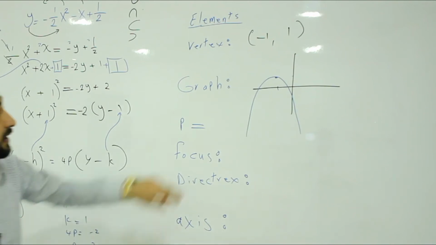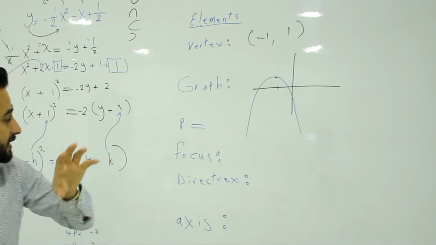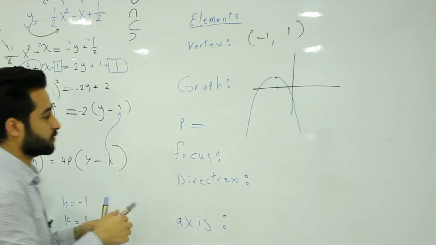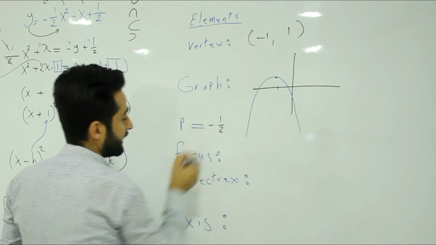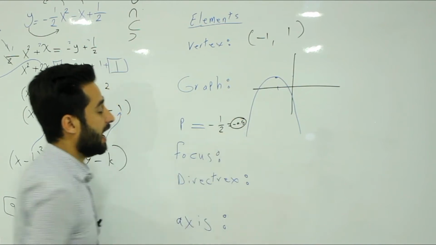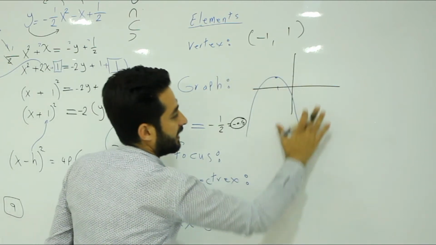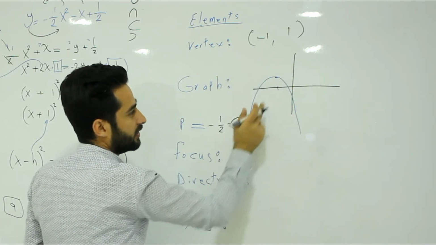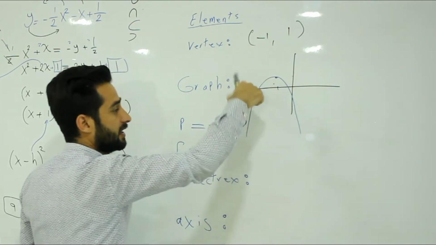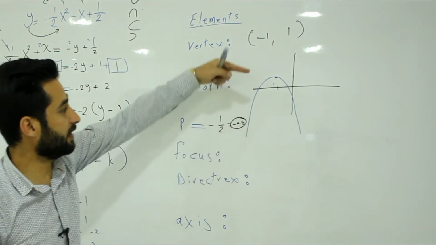So now we have focus, directrix, and axis. What is p? We found it. p is minus 1 over 2, or 0.5 we can say, or minus 0.5. After this, how can we find the focus? Can you think? The focus is located where? Here, here, here, here. Where? It is inside the parabola. So we can say 0.5 down.